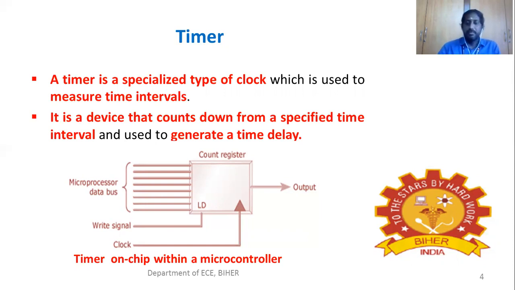These are the elements of an on-chip timer in a microcontroller. You can see the elements. It communicates with the microprocessor or microcontroller through a data bus. After that, there is a write signal, and the entire operation is synchronized with the help of a clock signal, and then there is an output. This is the timer output. It works according to the clock signal input and the oscillator frequency.